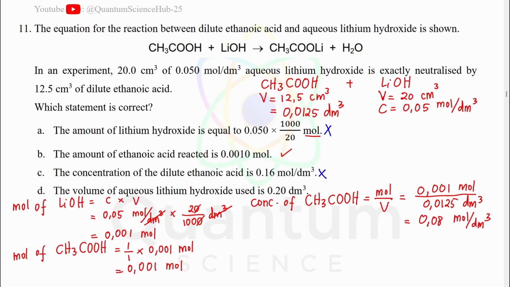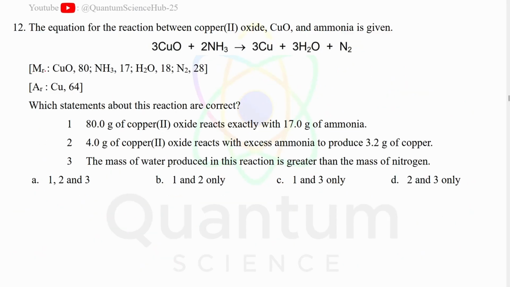Next, option D. The volume of aqueous hydroxide is 0.2 decimeter cube. So the volume of lithium hydroxide, we know from the question, is 20 centimeter cube, right? If you want to change it into decimeter cube, we divide it by 1000. So 20 divided by 1000 equals 0.02 decimeter cube, okay? While option D here is 0.2 dm cube. So it's very clear. The correct answer here is B. Question 12. The equation for the reaction between copper(II) oxide, CuO, and ammonia is given.